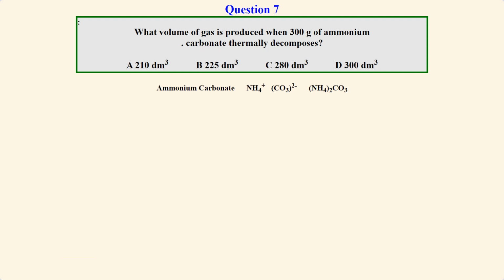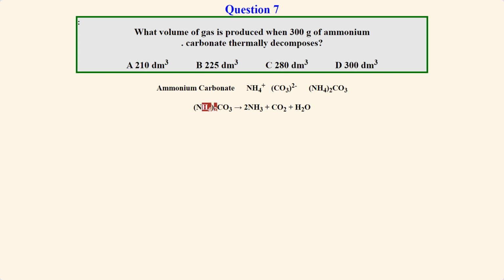Now, when we heat up solid ammonium carbonate, in fact we get 3 gases. We get ammonia, carbon dioxide, and steam. So there we are. We need to balance that equation. So starting with the nitrogen, we've got 2 nitrogen atoms on the left there, and so we're going to need 2 in front of the NH3 on the right to get 2 nitrogen atoms on the right.